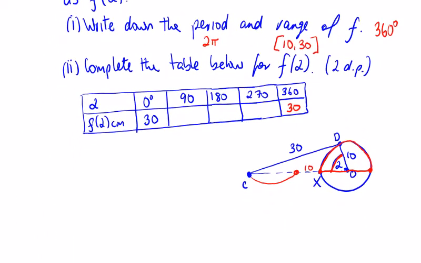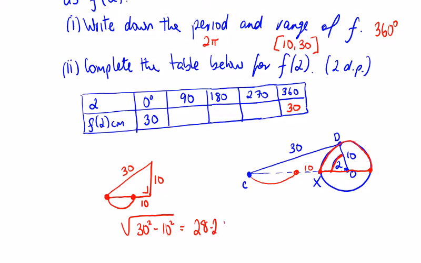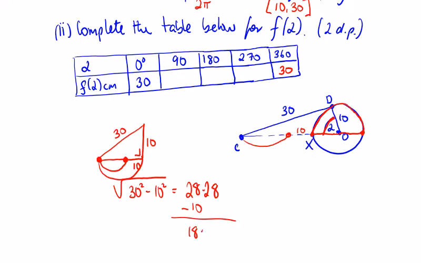So let's have a look at the first one, 90. If it creates a 90 degree angle, we have a 10 here, we have a 30 here, and we have a right angle triangle. So CX is going to be from here to here, and then we're going to have the radius of 10. So I just use Pythagoras here, the square root of 30 squared minus 10 squared. It's going to give me 28.284. We're told 2 decimals, so 28.28 will be the full length from here all the way to here. So take away 10, and we're going to get CX to be 18.28.